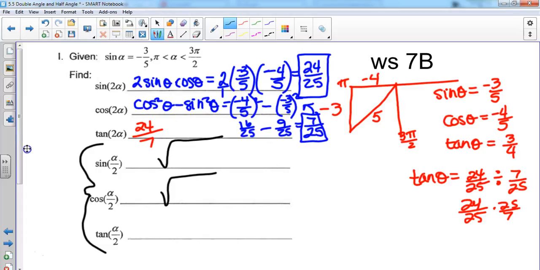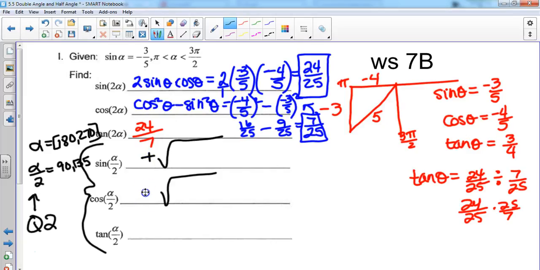All right. Alpha is between pi and 3 pi over 2. That means it's somewhere between 180 and 270. I'm going to talk in degrees because we're thinking degrees, right? So alpha divided by 2 would be somewhere between 90 and 135, which means alpha over 2 is in quadrant 2. In quadrant 2, the sine value should be positive, the cosine value should be negative, and the tangent value when we're all done should be negative.